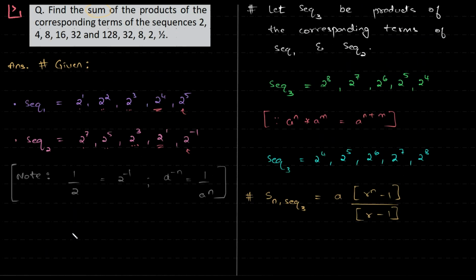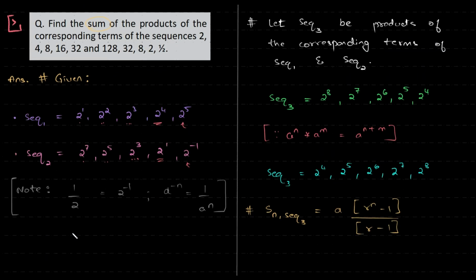So here the only confusing aspect is the word corresponding. What is it that they're asking? Basically multiply these terms and find the sum of it, and that's what we have done.